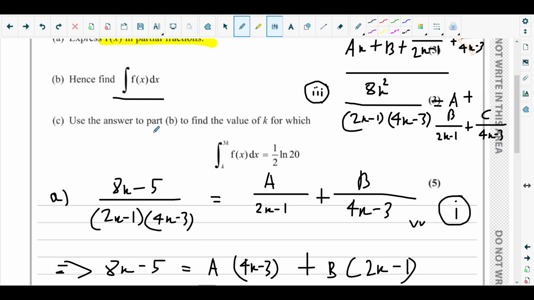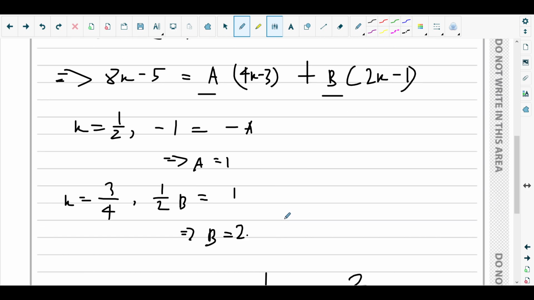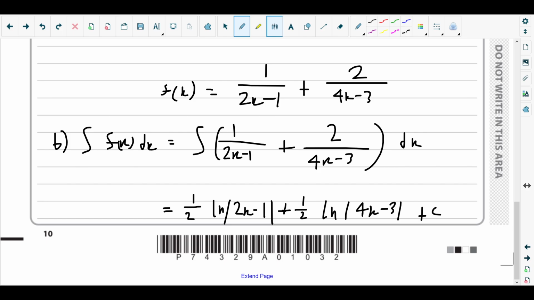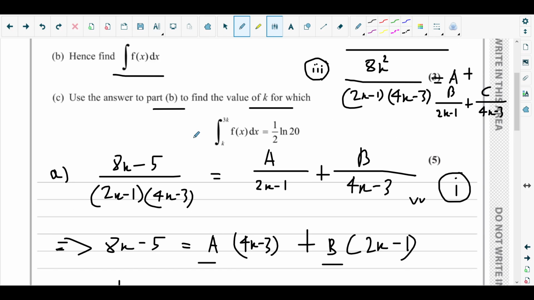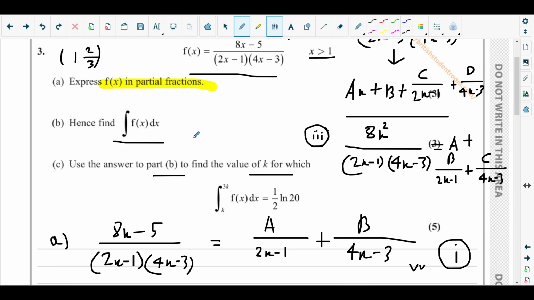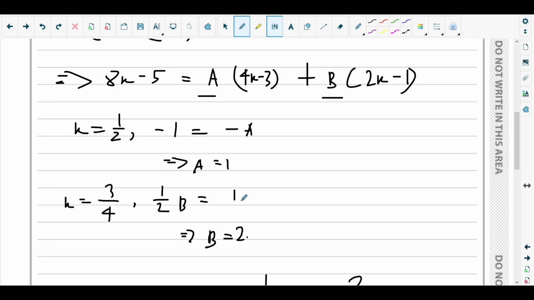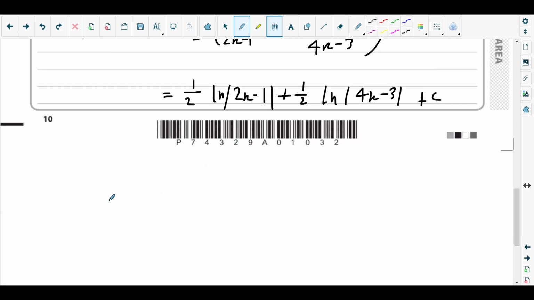Use the answer to part B to find the value of k for which the integration from k to 3k of f of x dx equals half of ln 20. Okay, so we need to integrate. Let me extend the page. For part C, we need to integrate f of x from k to thrice of k. So let's integrate for part C from k to thrice of k.